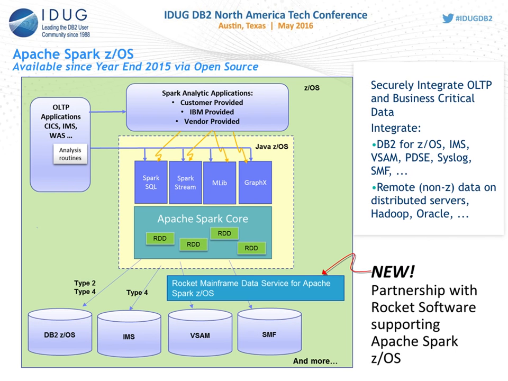So you can use the Type 2 or Type 4 JDBC connector to read the data and load it into an RDD from DB2 or IMS, or you can use Rocket's mainframe data service to load the data into an RDD and write an application on top of it without interfering with the existing OLTP transactions.